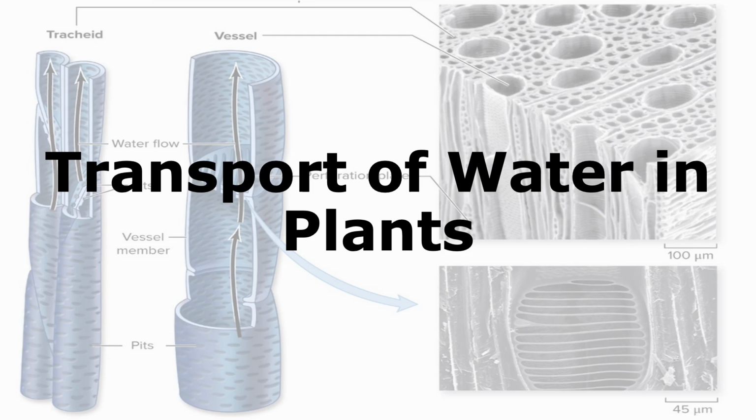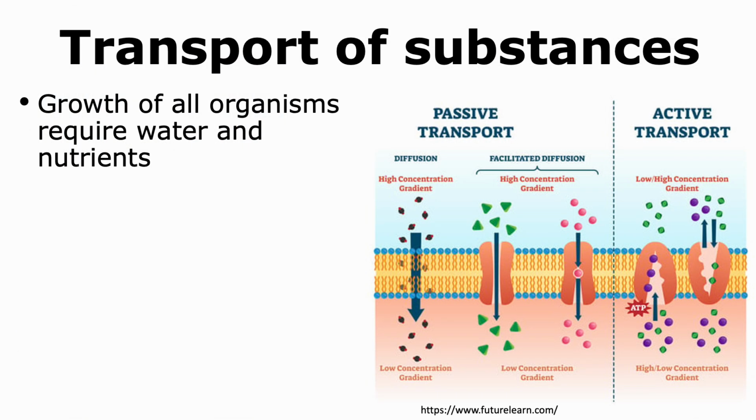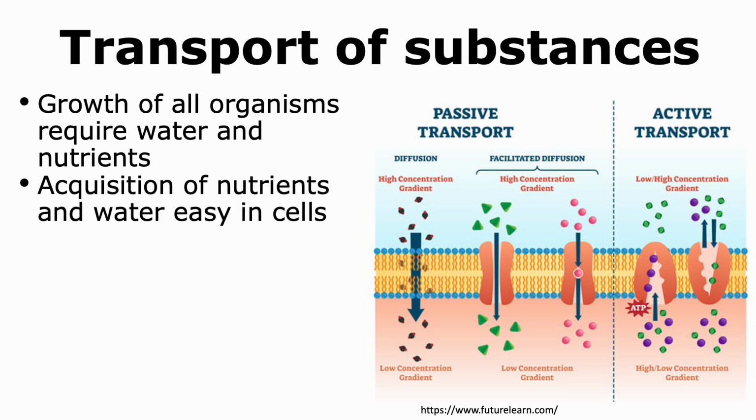In this talk, we will learn about the transport of water in vascular plants. The growth of all organisms requires water and nutrients. The acquisition of nutrients and water is easy in unicellular organisms or in cells in general.